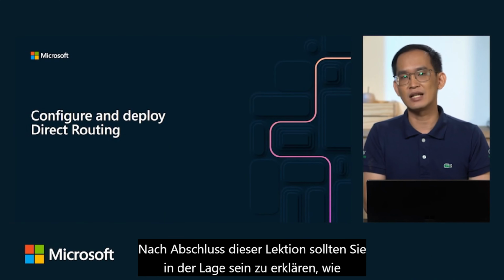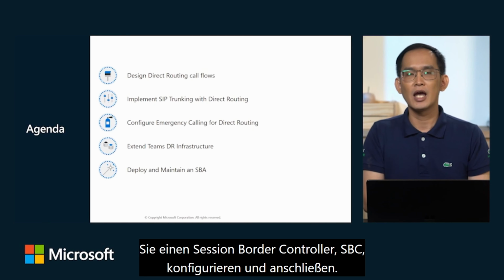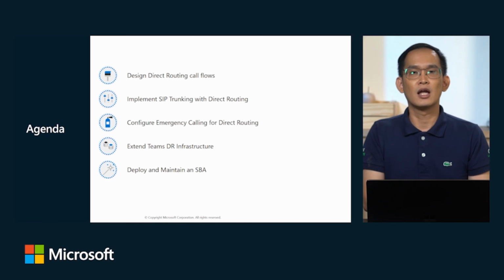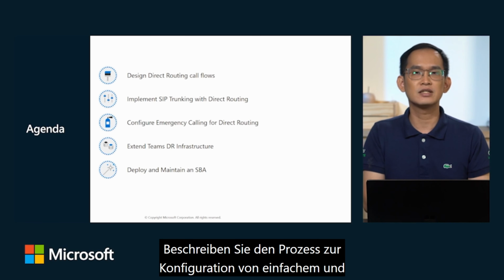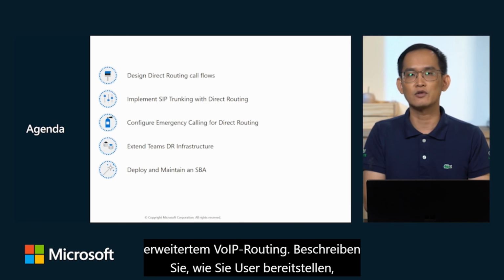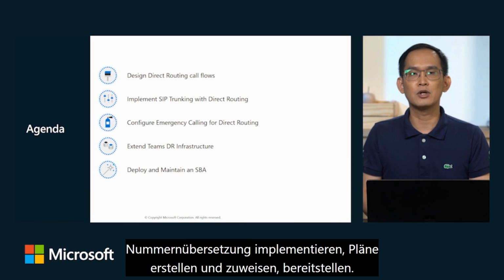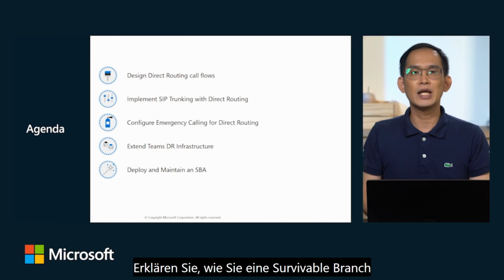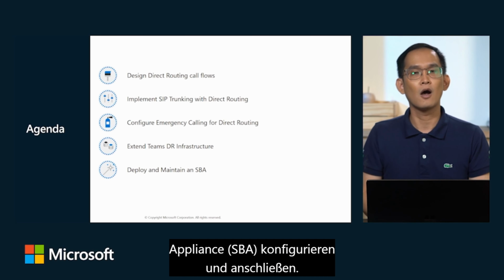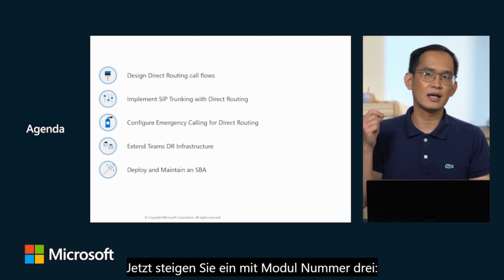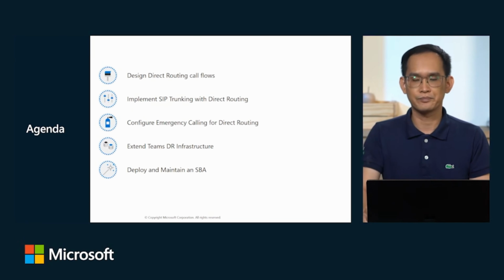Upon completion of this lesson, you should be able to explain how to configure and connect a session border controller (SBC). Describe the process for configuring simple and advanced voice routing. Describe how to provision users, implement number translation, and create and assign dial plans. Explain how to configure and connect a survivable branch appliance, or SBA. Let's get started with module number 3.